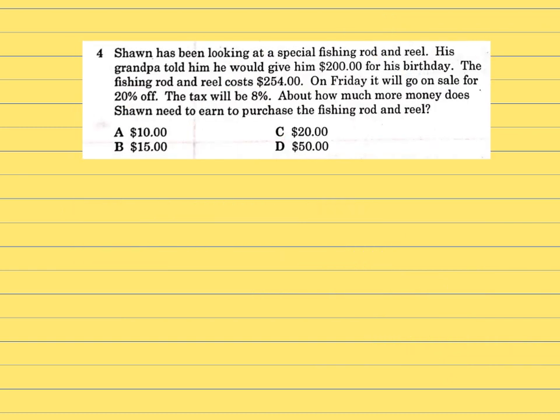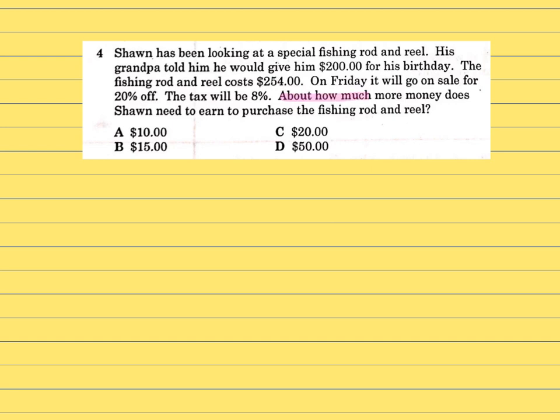The next question we're going to look at has a lot of information, so let's read carefully. Sean has been looking at a specific fishing rod and reel. His grandpa told him he would give him $200 for his birthday. The fishing rod and reel cost $254. On Friday, it will go on sale for 20% off. The tax will be 8%. About how much more money does Sean need to earn to purchase this fishing rod?